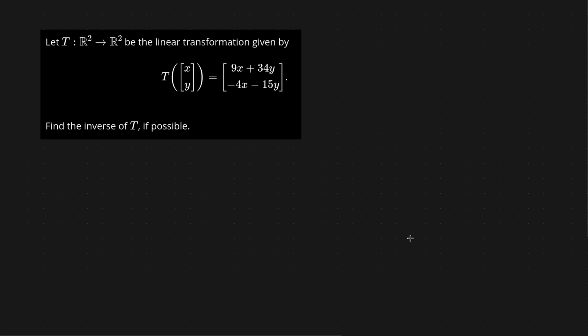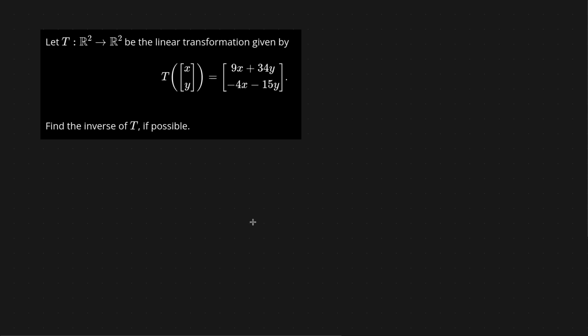Let's do an example. Let's take a transformation T from R2 to R2. We have the linear transformation T of x, y is equal to 9x plus 34y, negative 4x minus 15y. Okay? We want to find the inverse of T. So if this is a linear transformation from R2 to R2, and the problem says it is, then T is a matrix transformation, right?